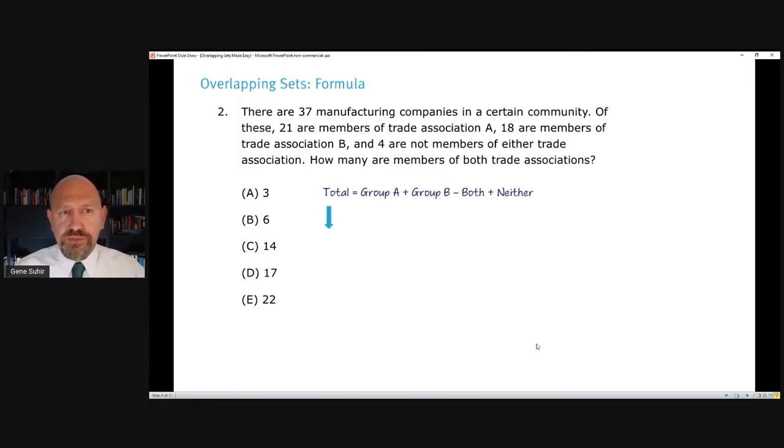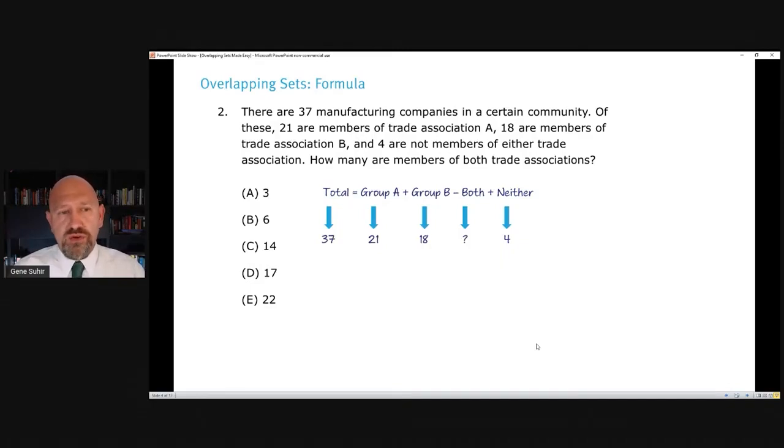We know the total here, 37 manufacturing companies. We know group A, quite literally, group A, association A, 21. 18 in group B. Four are not members of either trade association. So that's our neither. The both we don't know. That's what the question's asking. How many are members of both of those trade associations?